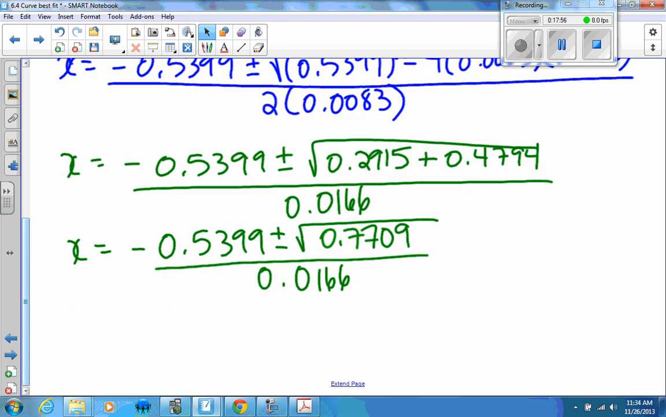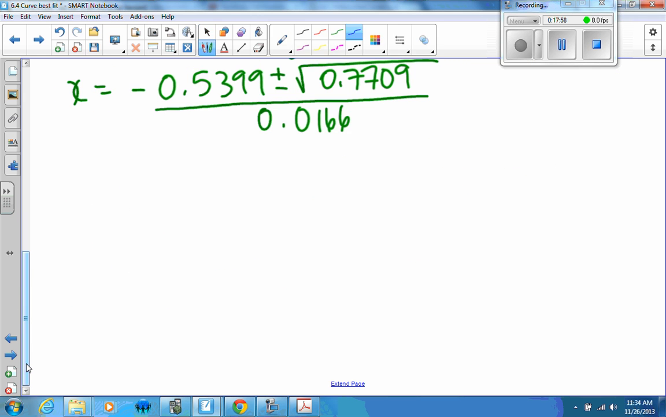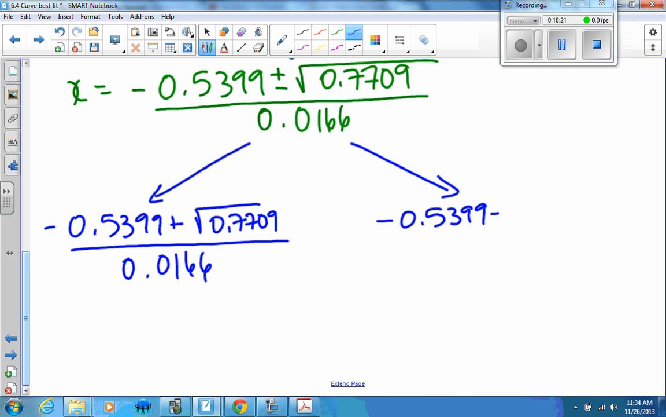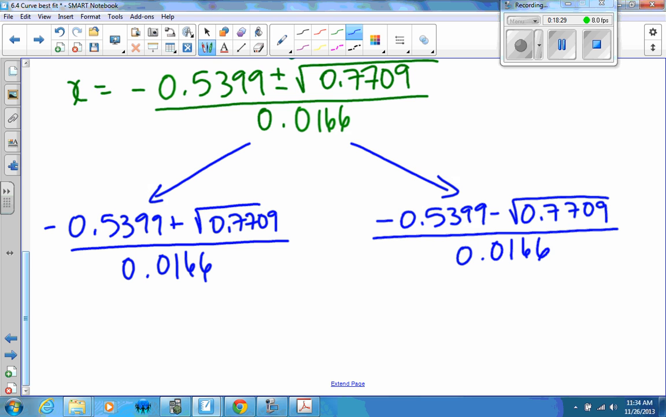So, like we did last year, there's two answers. There's a positive answer and a negative answer. So I'm going to split this up on two sides. I'm going to go negative 0.5399 plus the square root of 0.7707, divided by 0.0166, and then I'm going to take negative 0.5399 and subtract the square root of 0.7709, and divide by 0.0166.